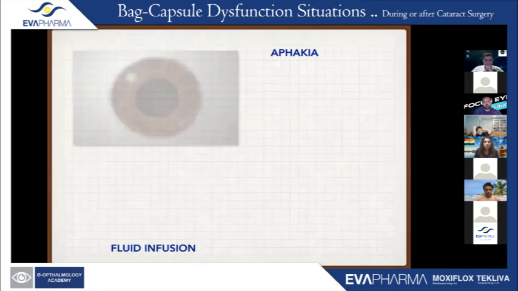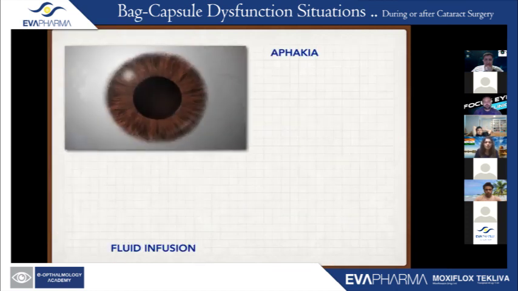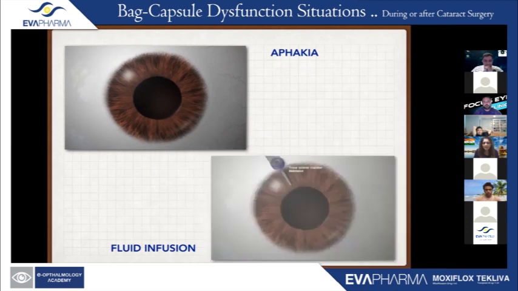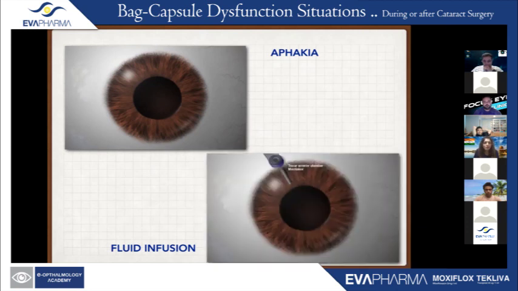I'll go through some of the animations. This is a case of aphakia, and what you need is fluid infusion inside the eye. As previously mentioned, you can use an anterior chamber maintainer. We have a Trapar anterior chamber maintainer. You can also use a posterior fluid infusion from 3 millimeters, as we do from the pars plana side. That depends upon the surgeon's choice, but fluid infusion is a must.